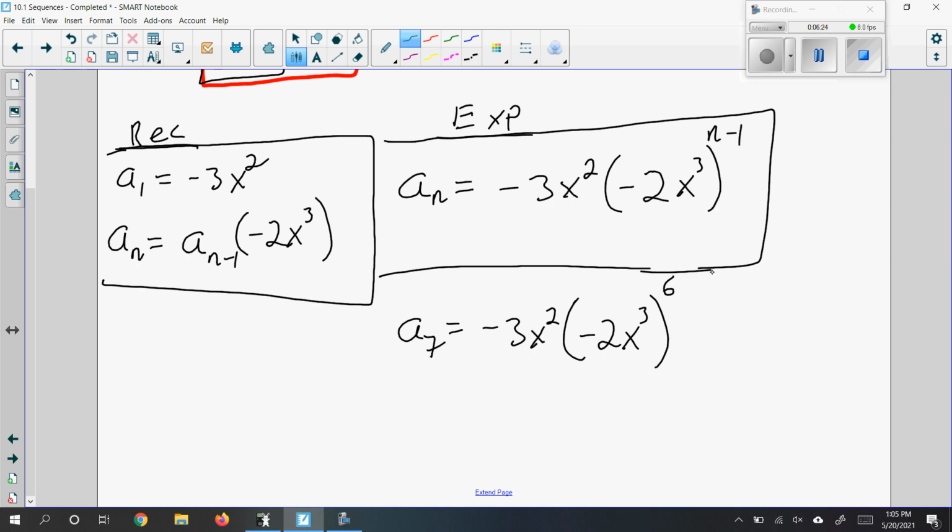And so now we're going to have to use our exponent rules. So this negative 2 has an exponent of 1. And when you have a power to a power, you can multiply the exponents.